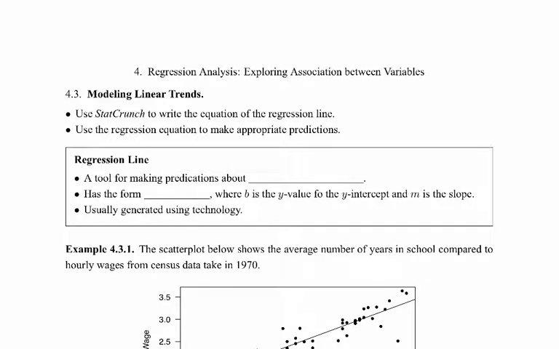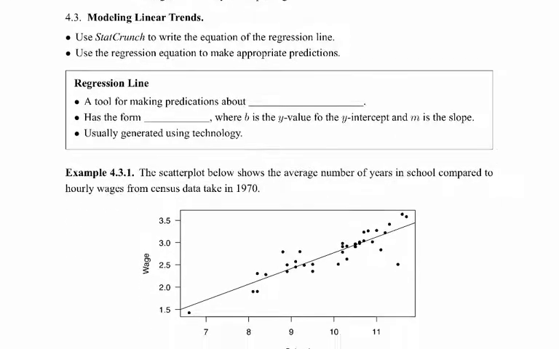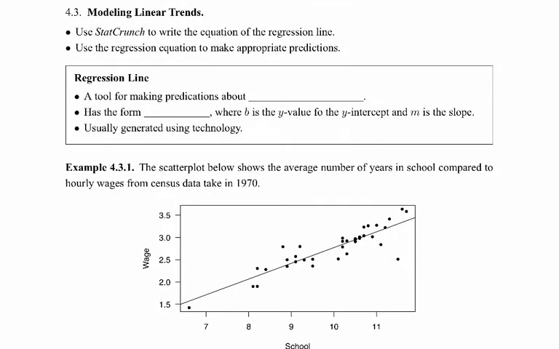Let's take a look at section 4.3, which is looking at modeling linear trends. So we're really getting into the equation of that regression line that we started to talk about at the end of the last section and how we can use it to make predictions. So the regression line is a tool for making predictions about future values. It has the form y equals b plus mx, where b is the y value for the y-intercept and m is the slope. So it's just like you would have learned back in algebra.